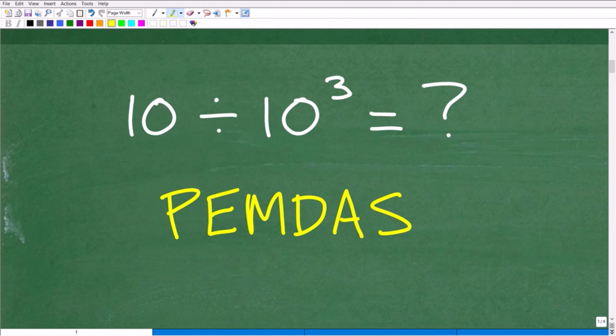Or you could have said, all right, let me see here. Before I do the division, I'll take 10 and then cube it, get that answer, and then take 10 and divide it by the result of this. So that's the correct approach, but why? Well, it's because of this lovely saying right here, PEMDAS.